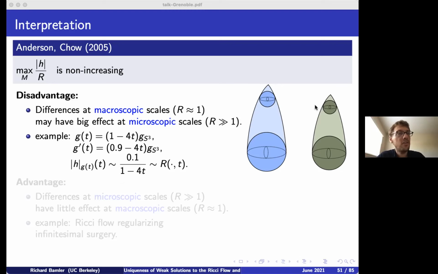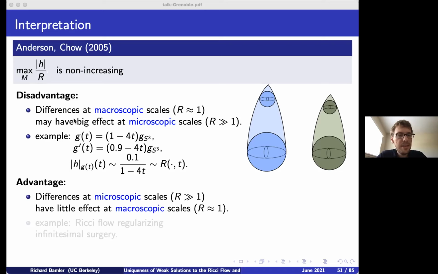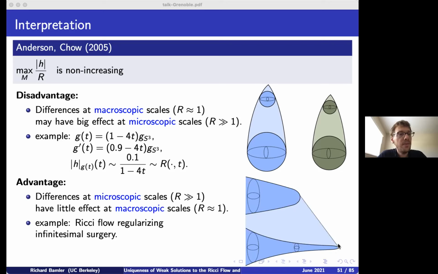But on the other hand, the positive thing about this estimate is that we can turn this sentence around. Namely, this estimate tells us that differences at microscopic scales have little effect on macroscopic scales. And this is exactly the type of examples that we're going to be looking at. So we are worried that there's some discrepancy between two solutions to the Ricci flow that is localized in a region where R is very big. So let's say this discrepancy is measured by H, and it is on the order of 1 in a region where R is very large.